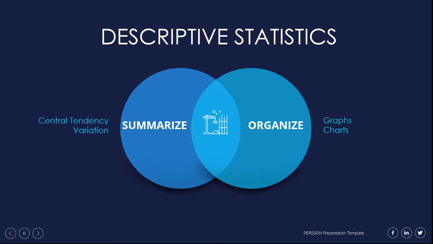In descriptive statistics, these are the two processes that we're going to undertake in this course. First one is we summarize, and the second one is we organize. During our training with this course, we from the Department of Agriculture have identified some of the descriptive statistics that we're doing with our datasets, and those are central tendency and variation. And these types of descriptive statistics are best visualized using graphs or charts.